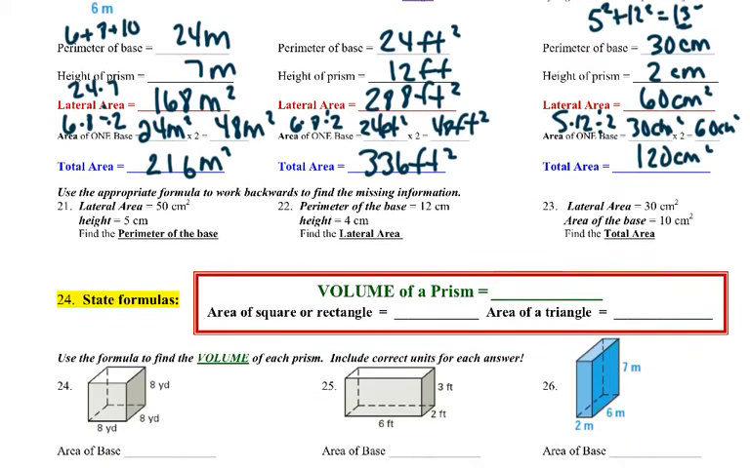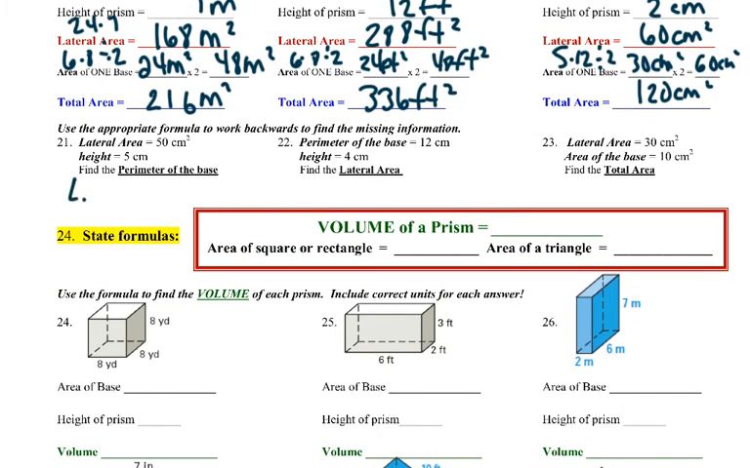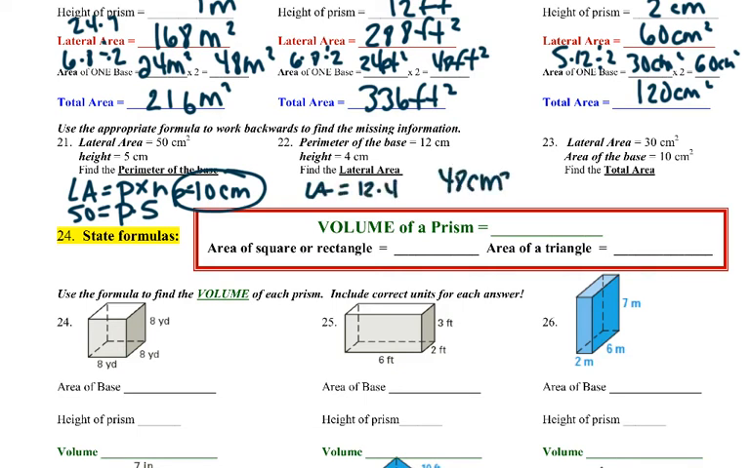When we're working backwards, it's really helpful to write the formula. So lateral area is perimeter times height. So 50 equals perimeter times 5. Well, the perimeter then must be 10, just dividing it. Or the lateral area is perimeter times height. It must be 48. And then here, the total area is equal to the lateral area plus the area of the base 2 times, so that's 50 centimeters squared.